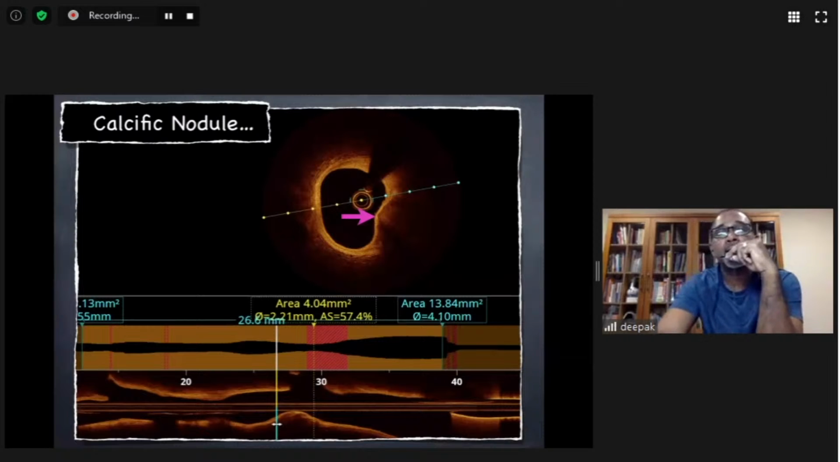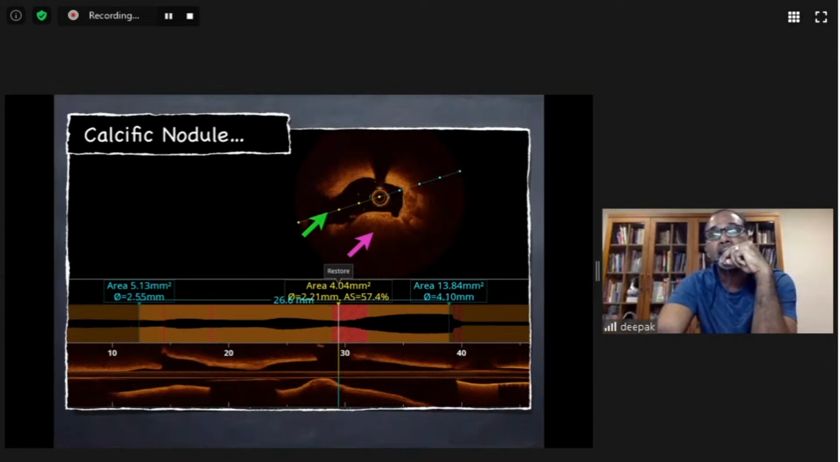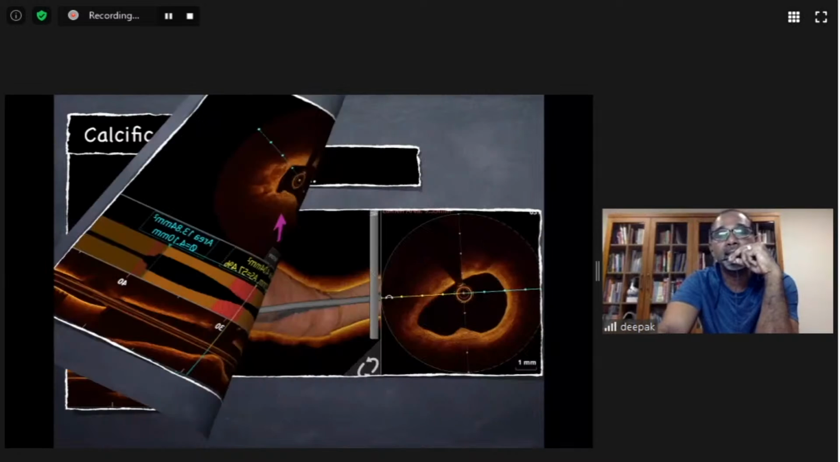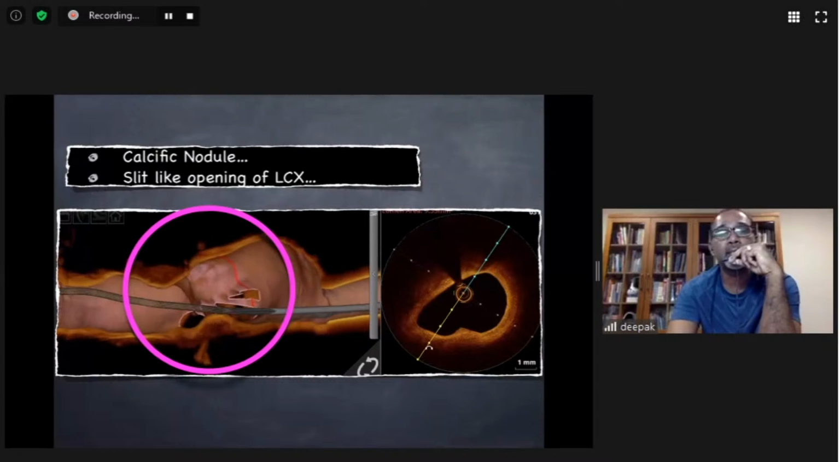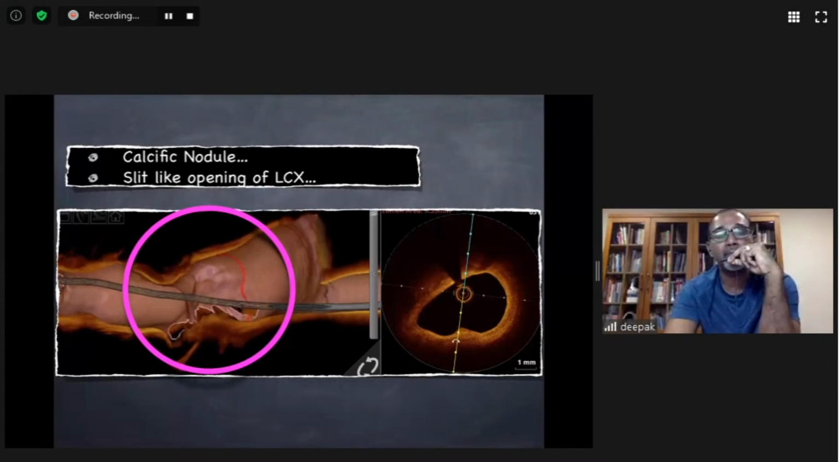That's the 3 o'clock position that shows us that there is a calcific nodule at the left main bifurcation. You can also see in this image that there is a huge calcified nodule at the 6 o'clock position, and at 8 o'clock position you can see where the green arrow is, that's the circumflex origin. So we saw that there are a couple of calcified nodules, and the circumflex ostium is also clearly seen over there. So this is the 3D OCT, which gives us an idea regarding how the left main bifurcation looks.